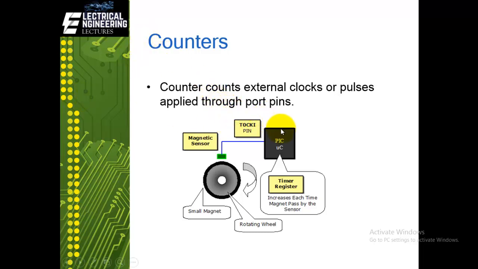So let us explain one example of how the counters work. We have a system which is used to measure the RPM of this rotating wheel. We have a small magnet attached to this rotating wheel and we have a magnetic sensor. Whenever the small magnet passes in front of this magnetic sensor, the output of this sensor will become high. The PIC microcontroller will sense this output using the counter, and the counter increments each time the output of the magnetic sensor goes high. So as the wheel rotates and the magnet passes in front of the magnetic sensor, each time the microcontroller counter will increment by a value of 1. This is how the RPM will be calculated using the external input.